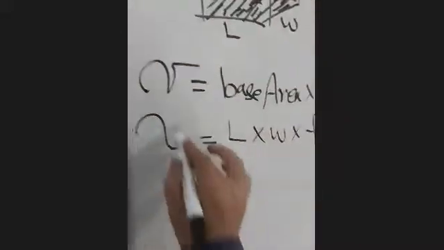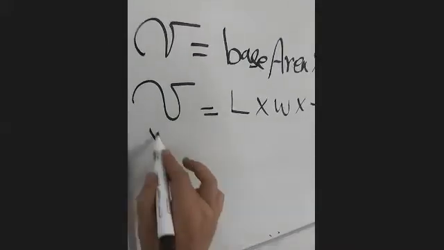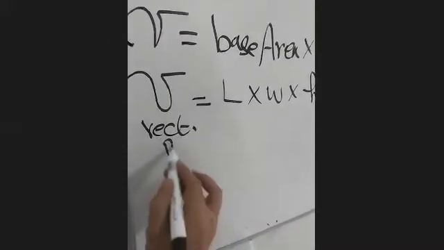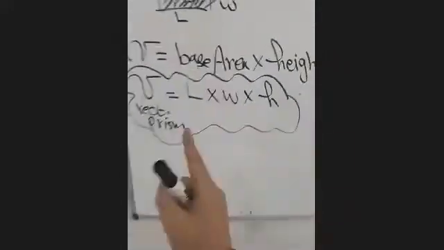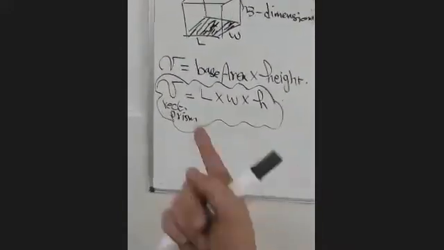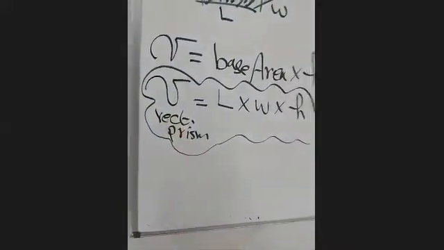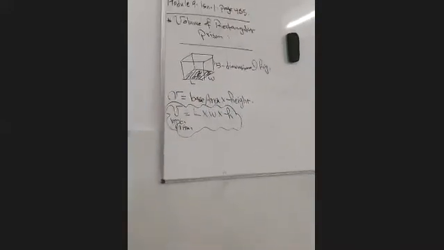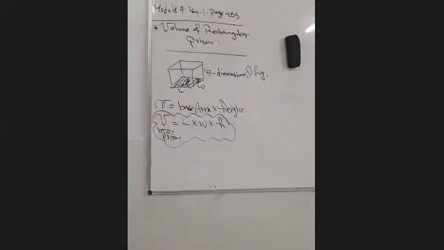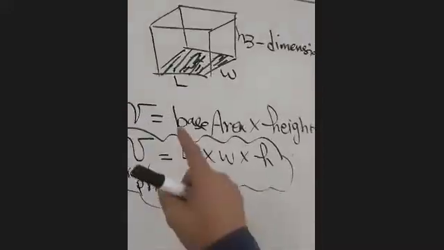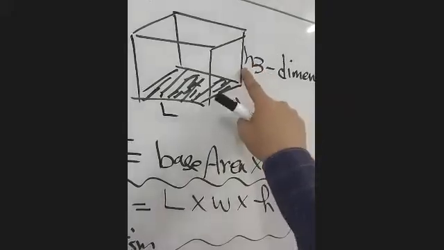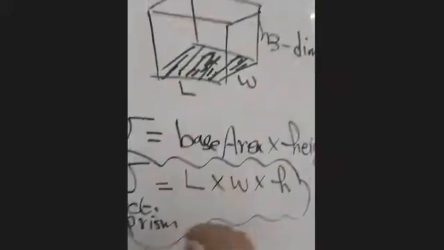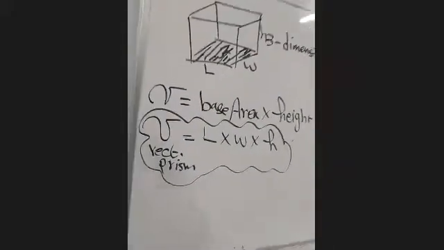So the volume of rectangular prism, it's important. This is the formula to find the volume of rectangular prism. It's important. So how we find the volume of the rectangular prism? We found the length of it, the width of it, the height of it. This is, we call it the height. Then we multiply them with each other.